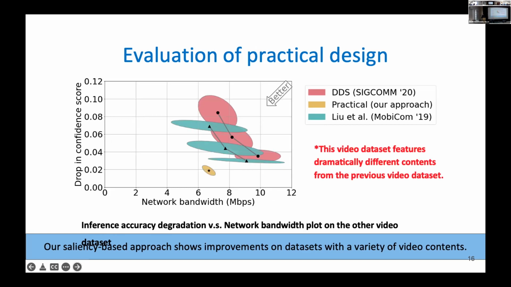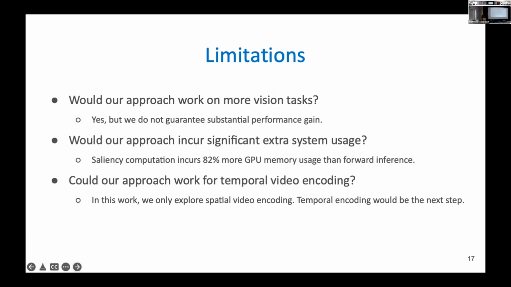After that, we also evaluate our approach as well as the two baselines on another video data set featuring dramatically different contents. So there are a lot more different contents here. We also obtain about 15 to 20% bandwidth saving and even achieve a lower drop in confidence score. So we conclude that our saliency-based approach is able to show improvements on data sets with a wide variety of contents.